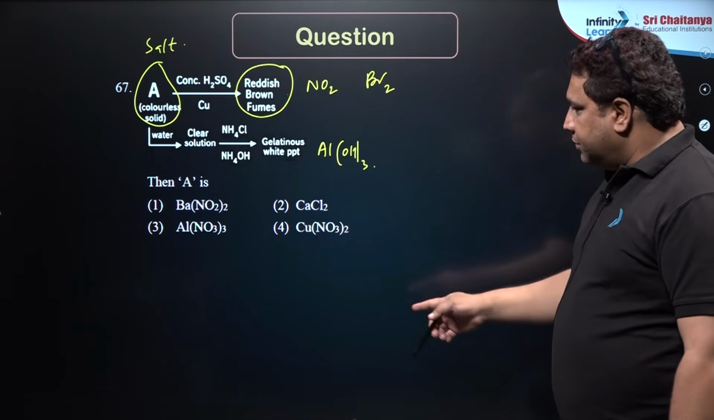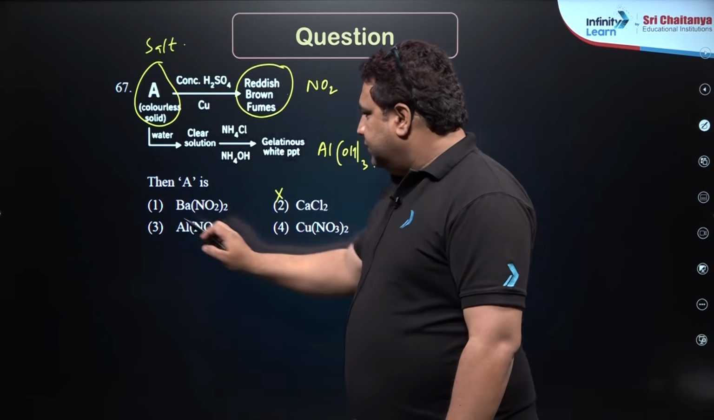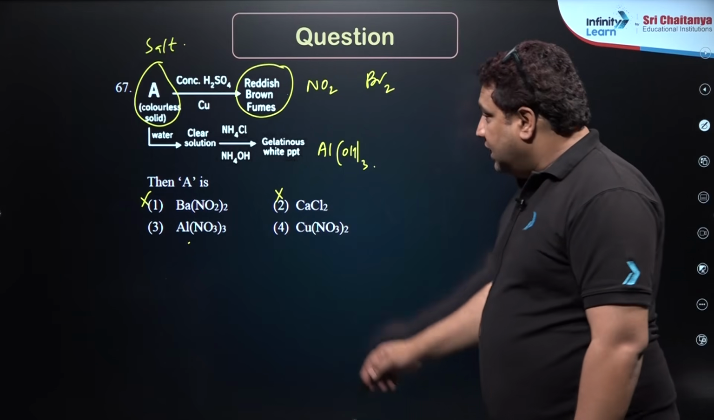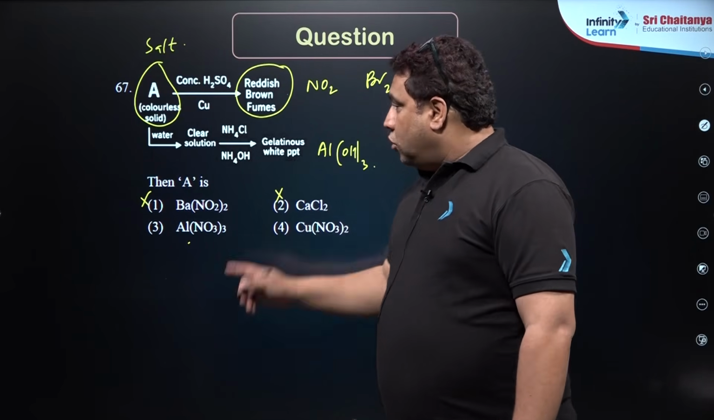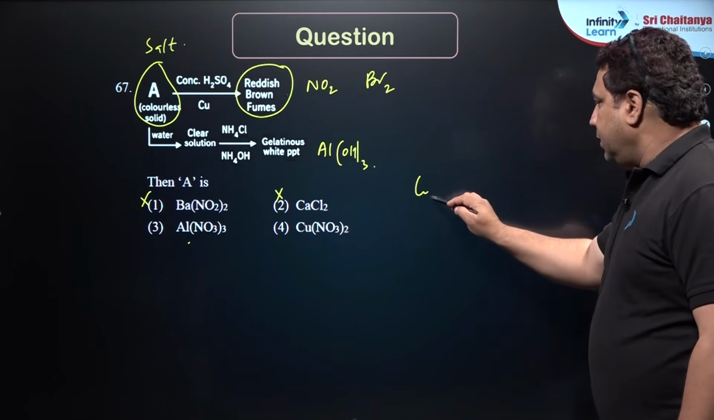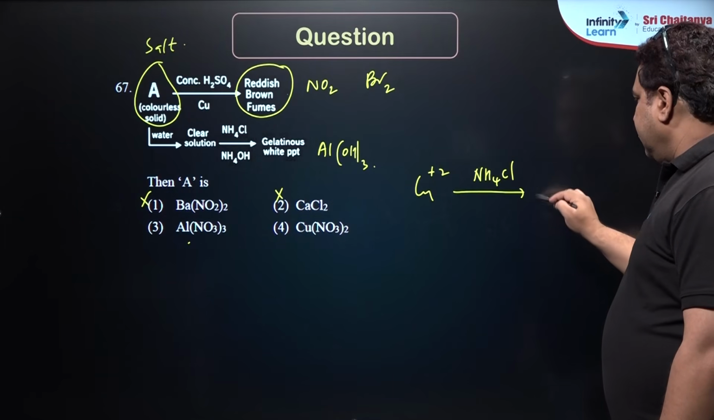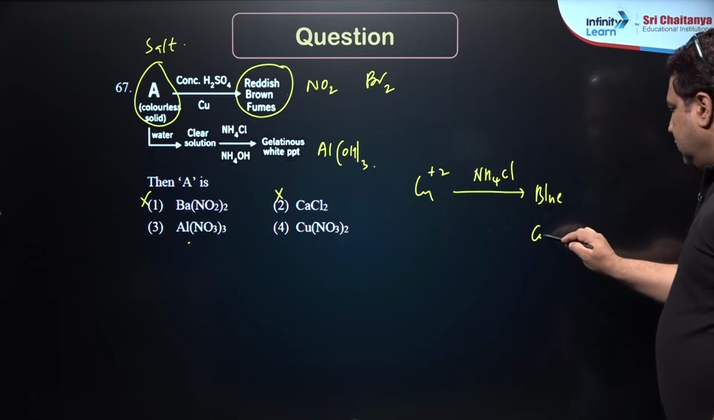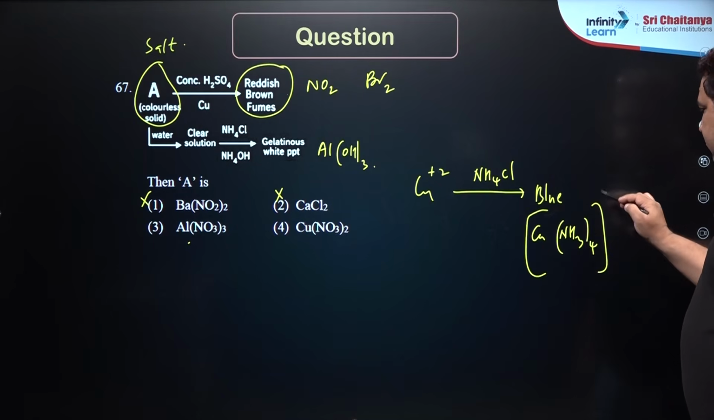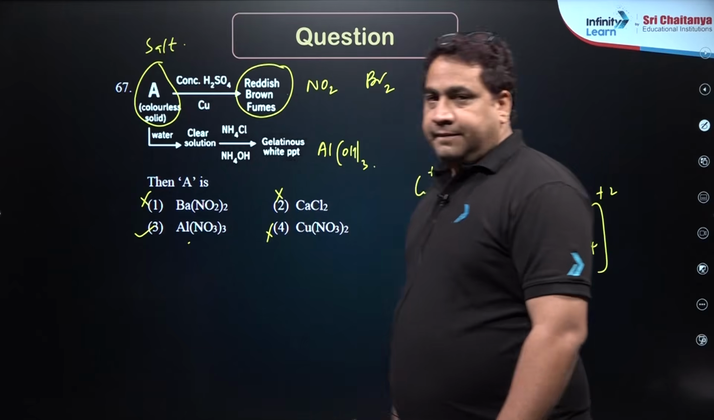That means if you see the options, here chlorine is there, not possible. Here nitrite is there, not possible. So nitrate or copper is possible, but here a gelatinous white precipitate is not given. Copper with ammonia will give you a blue complex. So if it is copper plus 2 with ammonium hydroxide, it will give you what color? Blue color, due to the formation of the tetraammine complex. Hence the answer is option 3.